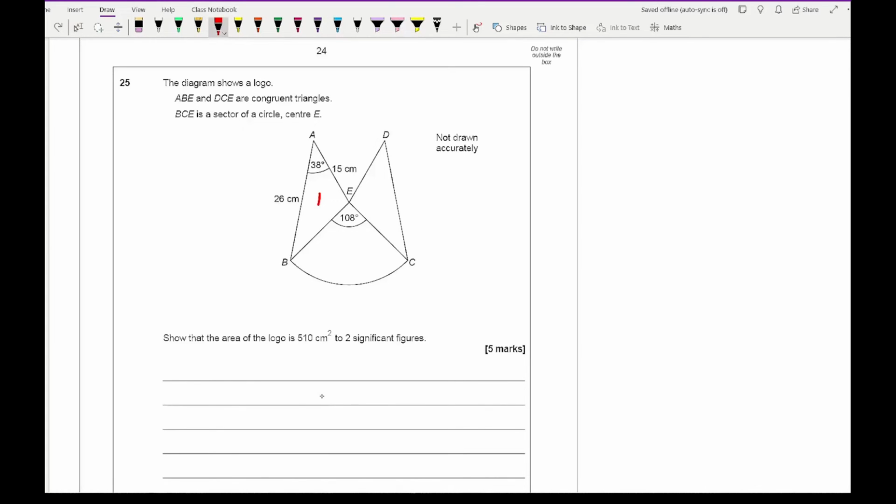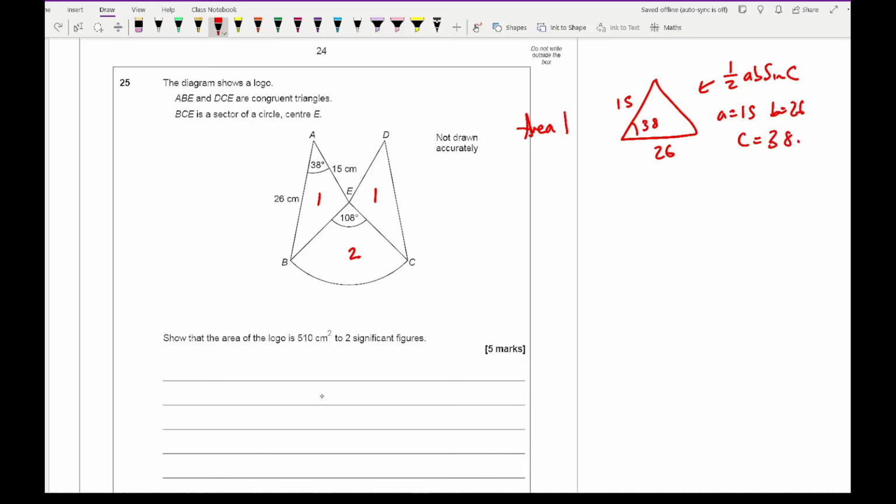So if I just label this 1 and 2. The area of 1, and if I just draw that triangle out, so here I've got 38, 15, 26. Because I don't know the height, I need to use half ab sine C. So a equals 15, b equals 26, and C equals 38. Substituting that in, I'm going to get 0.5 times 15 times 26 times sine 38.